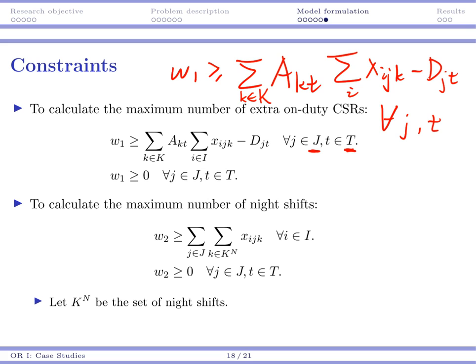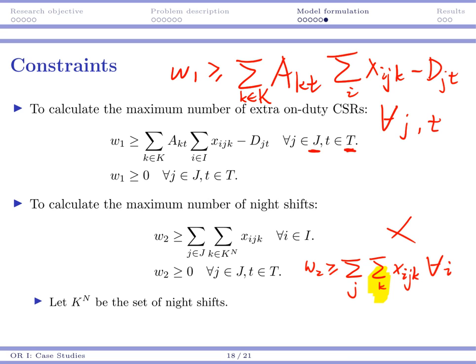Here we have one good example. If you don't define this carefully, then your formulation would be wrong. If you just say W2 is greater than or equal to the sum over J, K of Xijk for all I, this formulation is wrong, right? Because you need to somehow indicate the range for k in the correct way. If you don't do that, then this is not a precise formulation. This is not a correct formulation.